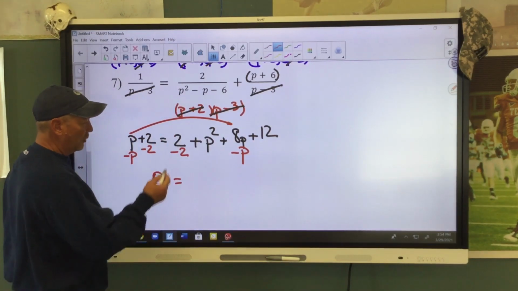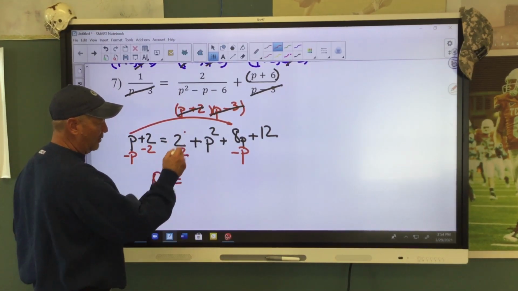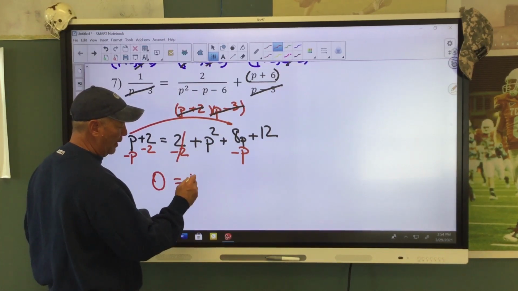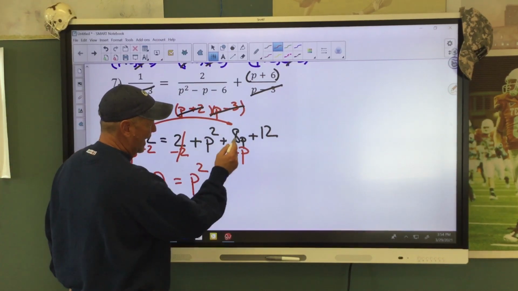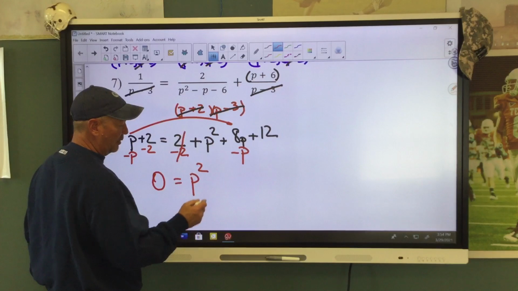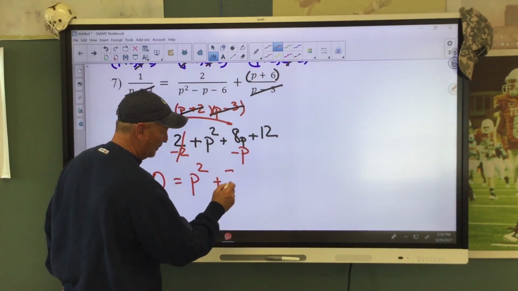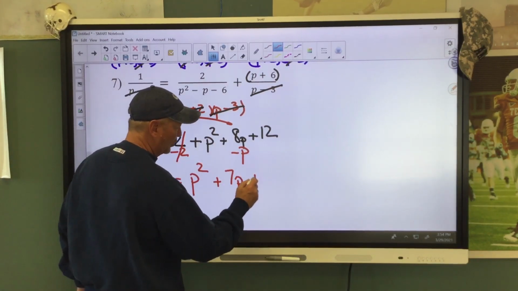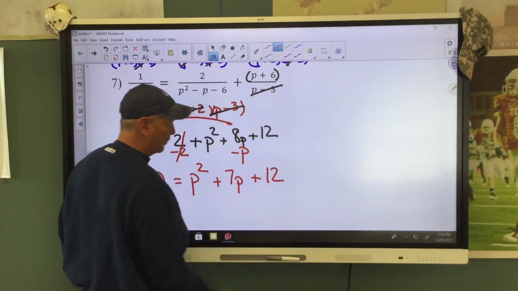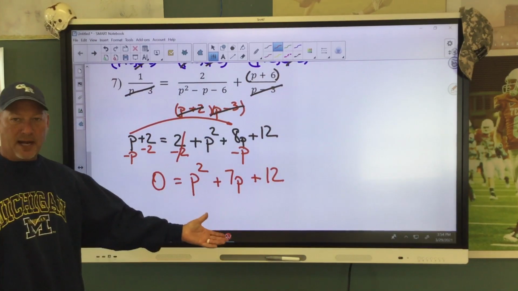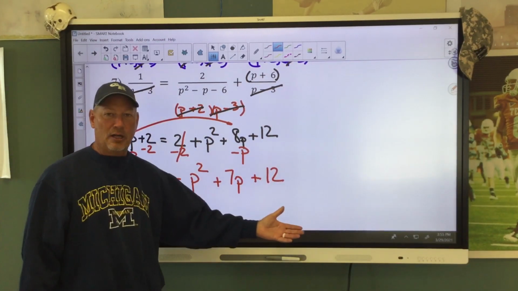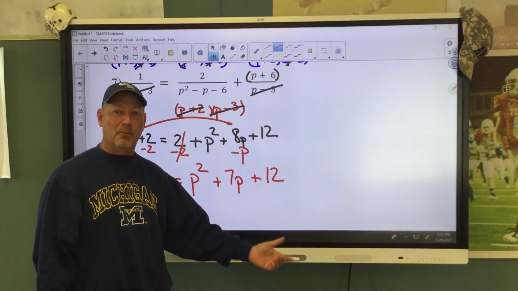All right, so 2 minus 2, this is going to cancel. So I'm left with p squared. 8p minus p is going to be 7p plus 12. We need to factor. But this is an easy problem to factor because you've done these so many times.